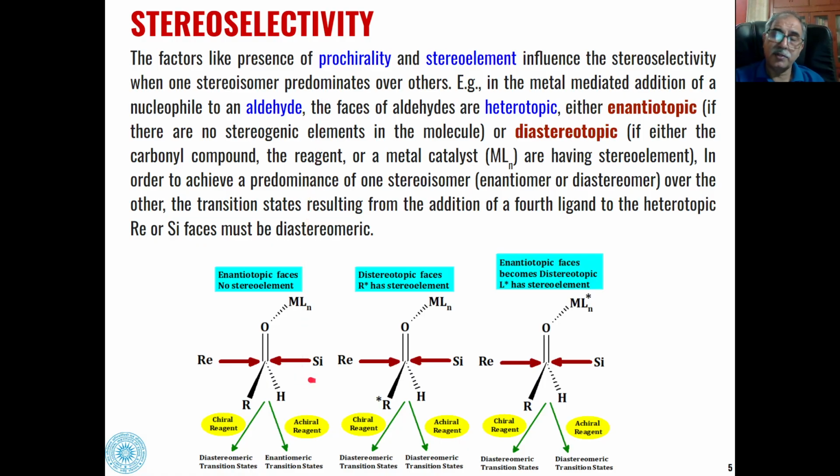So, for example, if we take the case of metal mediated addition of a nucleophile to an aldehyde, we can have different types of situations. Let us take this example here. The substrate which is being used is a carbonyl compound, an aldehyde. So here in this aldehyde there is no stereo element present.